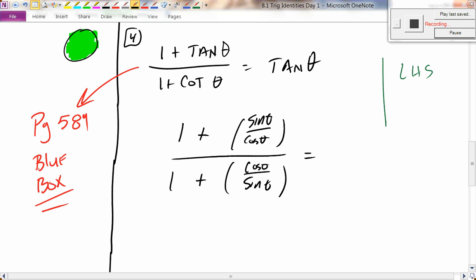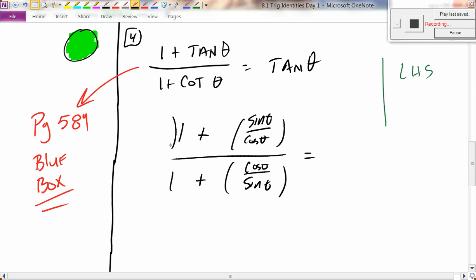All right. Let's take a look at the numerator. 1 plus sine theta over cosine theta. What would I need to make the numerator a single fraction? You're going to play the what's missing game on the 1. You could make it a fancy one. That's exactly right. And what would that fancy one look like, Daniel? Cosine over cosine.